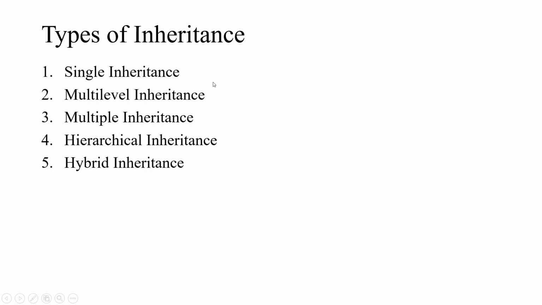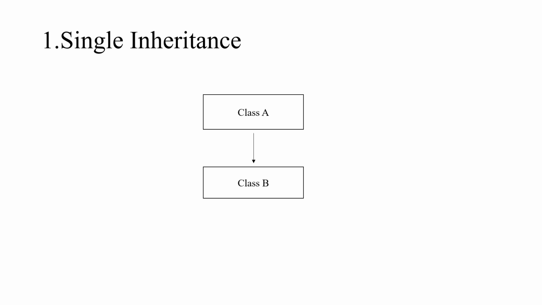The types of inheritance. There are multiple types of inheritance in Java: single inheritance, multiple inheritance, multi-level inheritance, hierarchical inheritance, and hybrid inheritance. All the types of inheritance we will see one by one. First one is single inheritance. What happens in single inheritance?